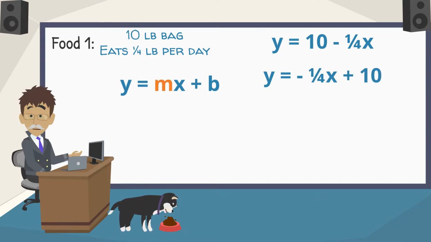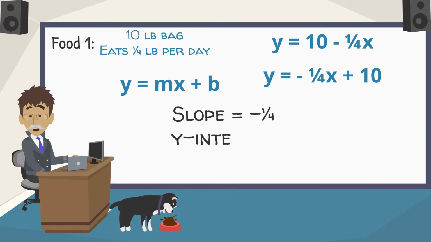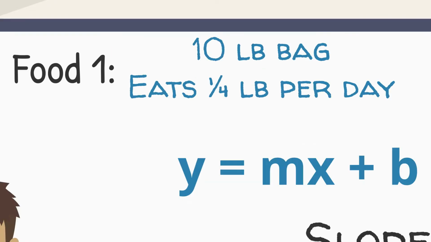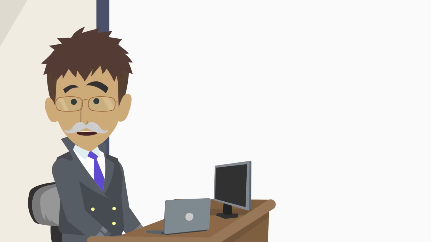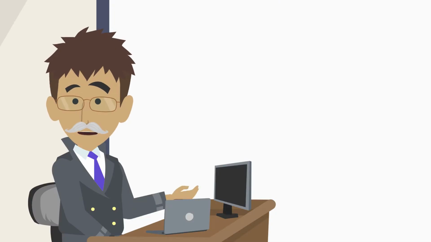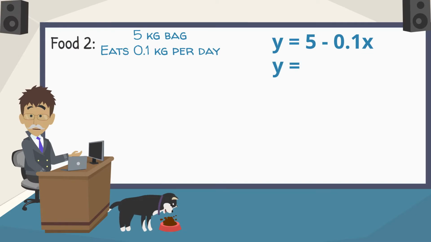Now I can read the slope and y-intercepts out of the equation. The slope is negative 1/4 and the y-intercept is 10. This matches the situation where the bag starts at 10 pounds, the y-intercept, and decreases each day by 1/4 of a pound, the slope. The second function also requires rearranging to y equals negative 1/10 x plus 5.